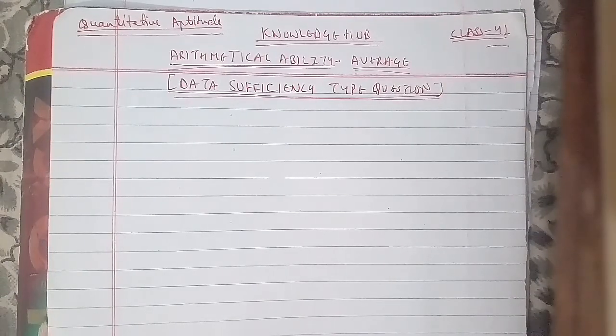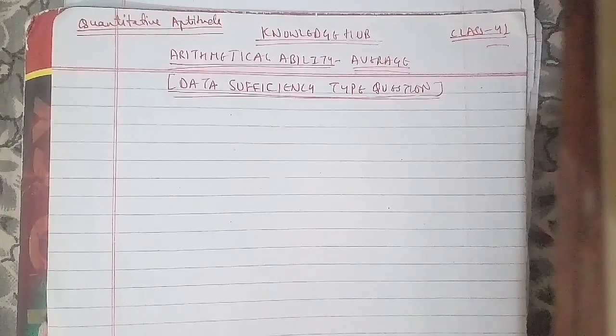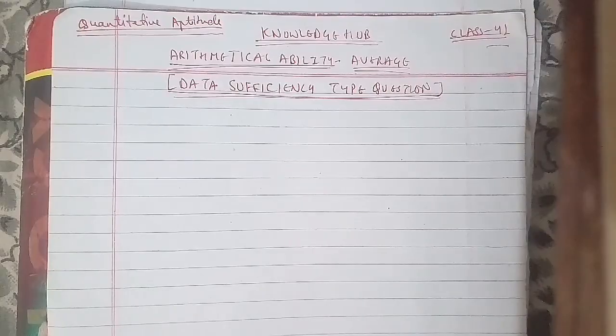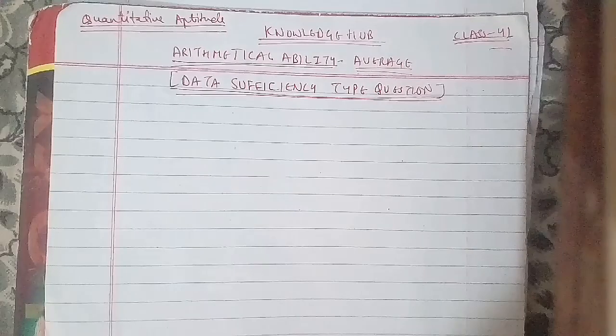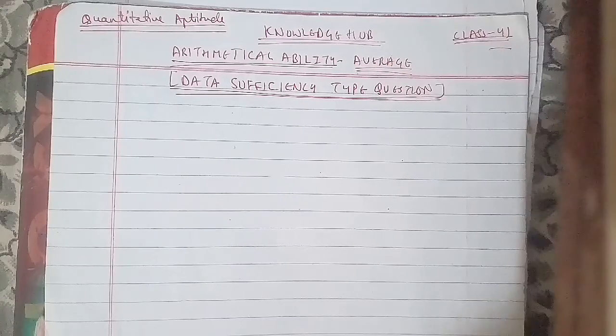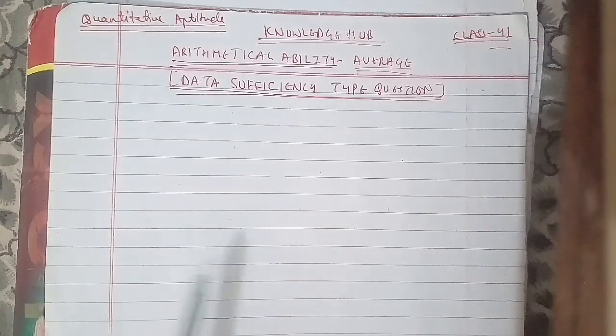Let's go ahead, and the question we have is as follows. We'll go ahead with another one, and that is the question we have to discuss here. The direction is that each of the questions given below consists of a question and two statements numbered 1 and 2.